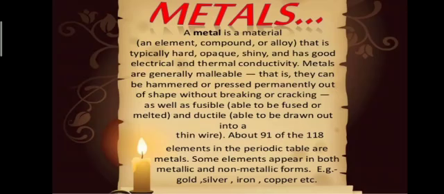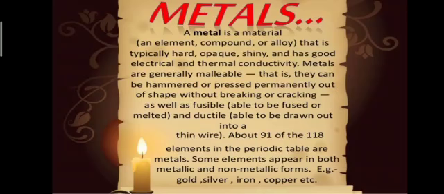So the properties of metals are they are malleable, they are ductile, they are good conductors of heat and electricity, they are lustrous, they are sonorous, they can be drawn out into sheets, they can be drawn out into wires, they are shiny, they are opaque. These all are the properties of metals. Metals may be hard or soft.